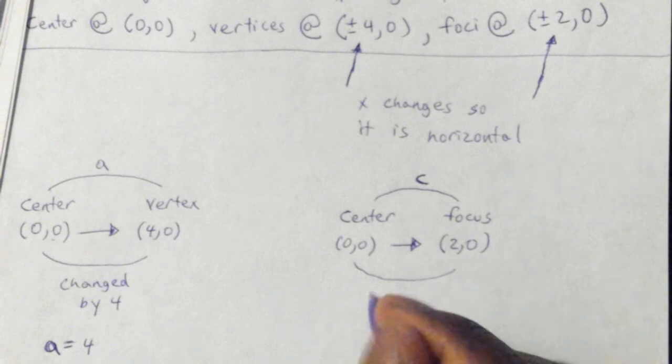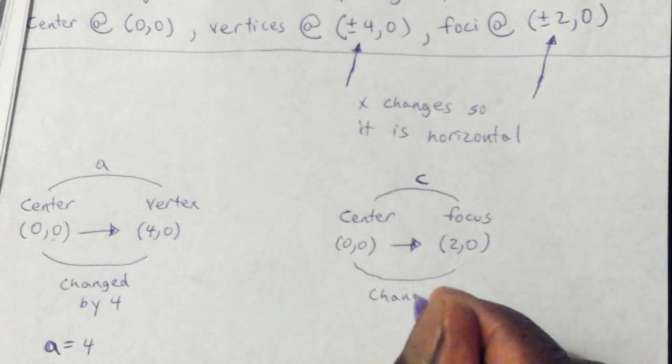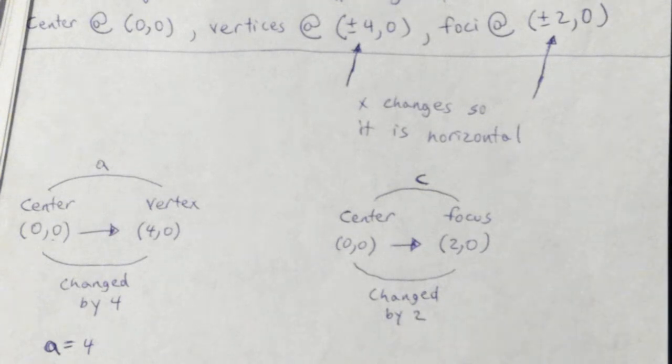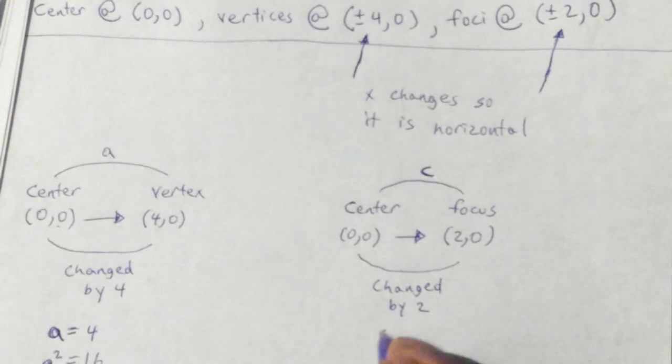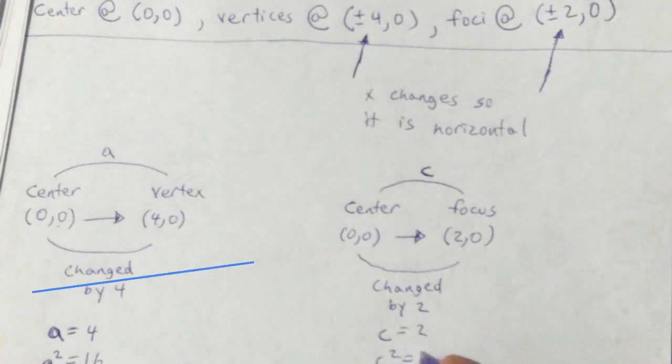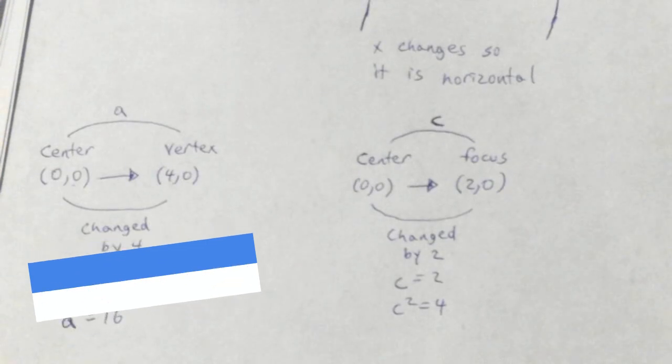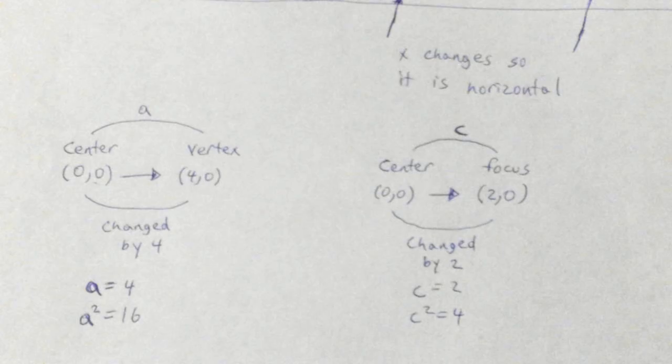In this case, basically, how much did it change by? Well, it changed by 2. So what does that mean about our C? Well, C is equal to 2. And we need C squared for a calculation. C squared is going to end up being 4. So let's use that C value.